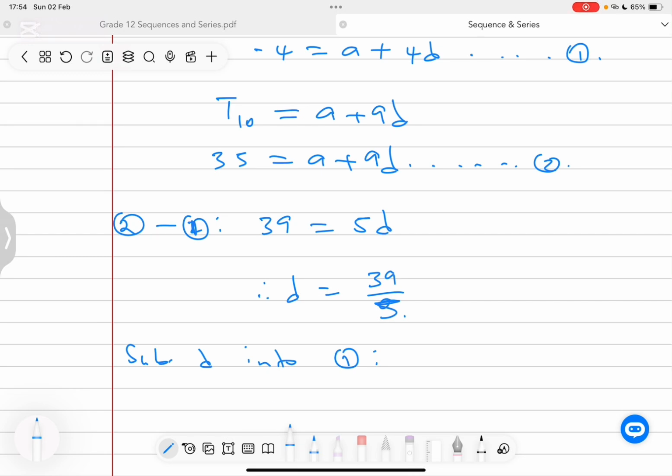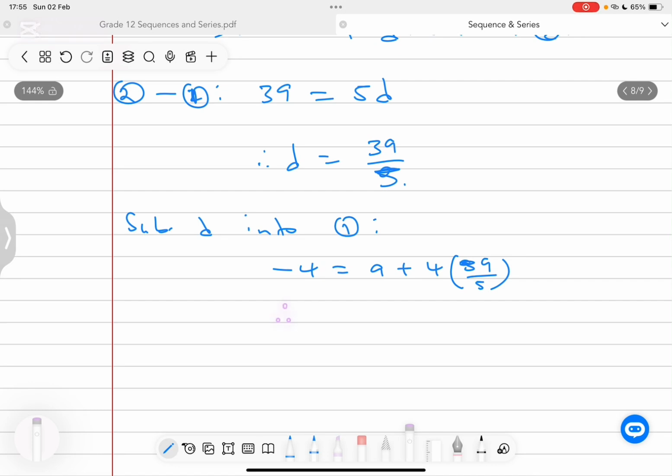Now, this would mean I'm going to have negative 4 is equal to A plus 4 times... Remember, I'm taking this equation here. So here we're going to have a 4, but the d here would now be defined as 39 over 5, right? 39 over 5.